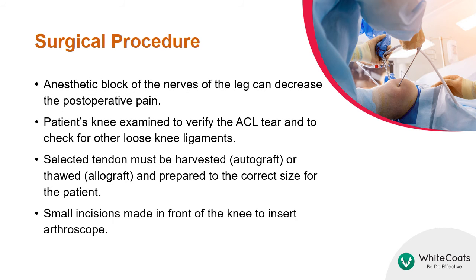For the surgery, the patients may benefit from an anesthetic block of the nerves of the leg, as it decreases post-operative pain. The patient's knee must be examined to verify the ACL tear and to check for other loose knee ligaments. The selected tendon must be harvested or thawed and prepared to the correct size for the patient. Small incisions must be made in front of the knee, where the arthroscope will be inserted.